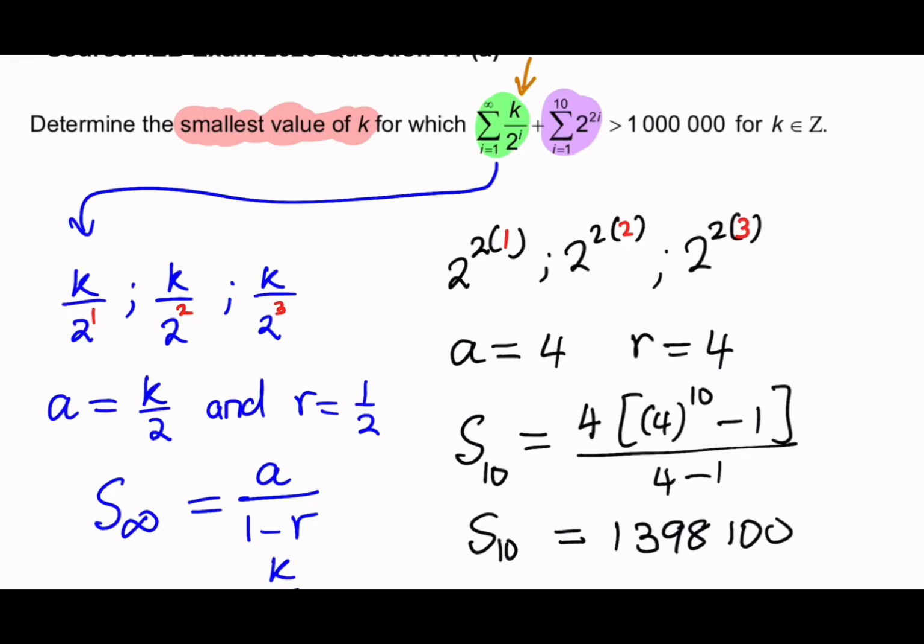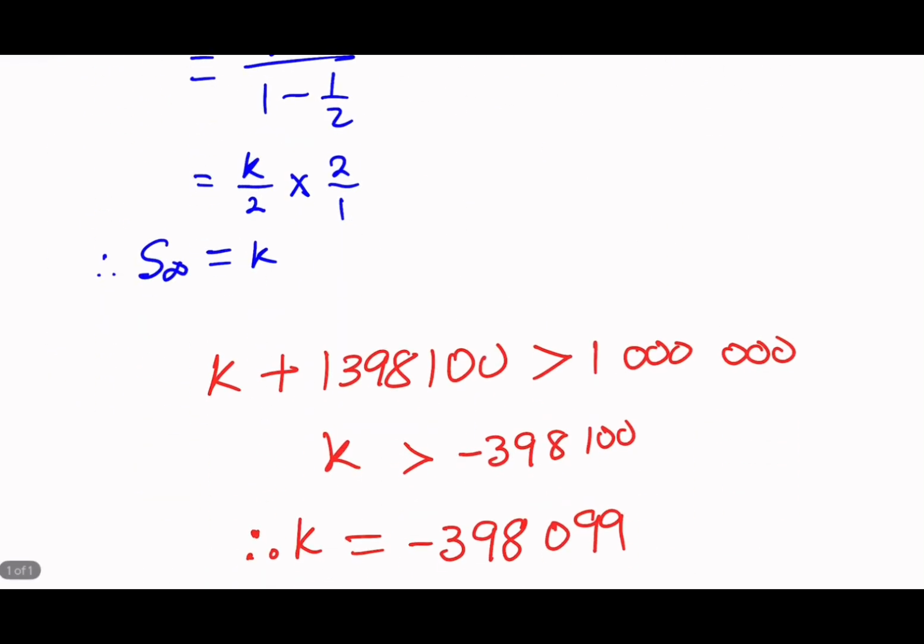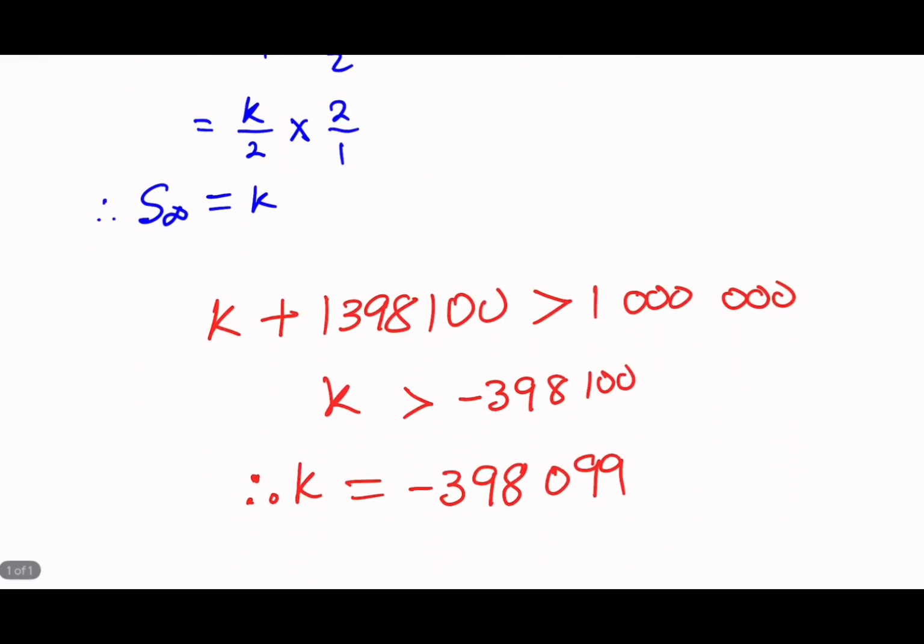So this is a 6 marks question, and I think this is a good place to stop. We've done everything that is required. We found the smallest k value that would guarantee greater than 1 million.